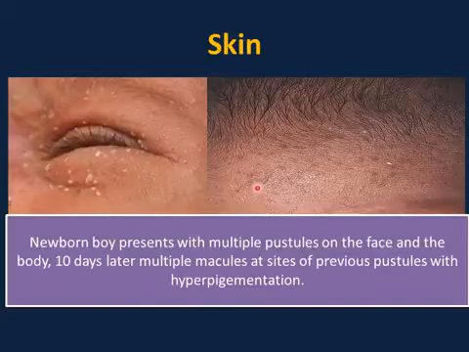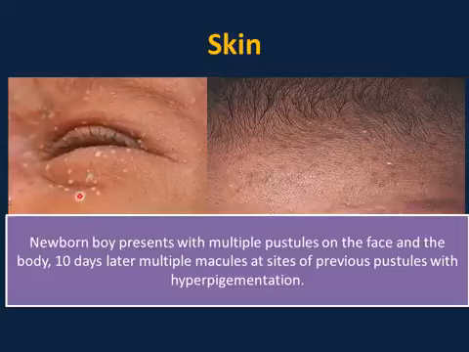This is a newborn boy who presents with multiple pustules on the face and the body, and 10 days later these pustules start to become macules with hyperpigmentation. So the key words here: pustules after birth in the newborn period, and later on these pustules start to change to macules with hyperpigmentation. What is the most likely cause of this condition?